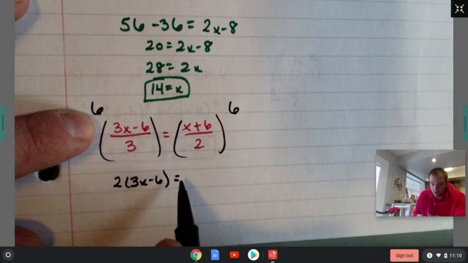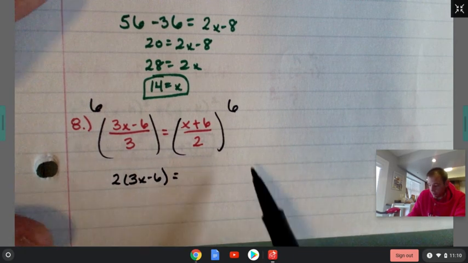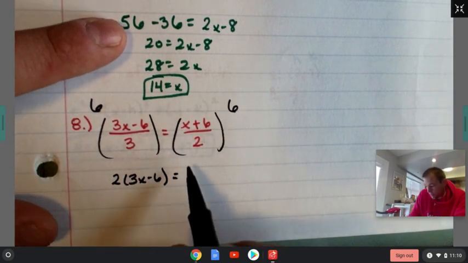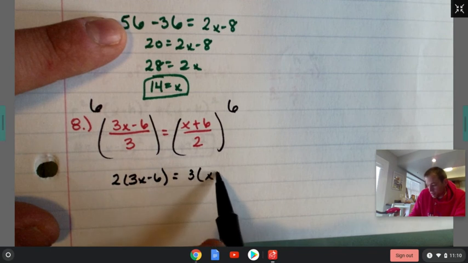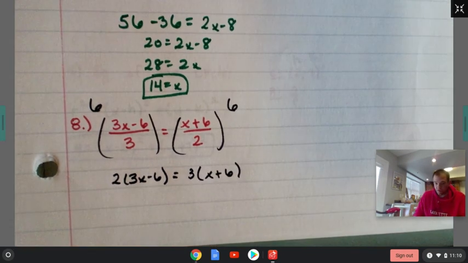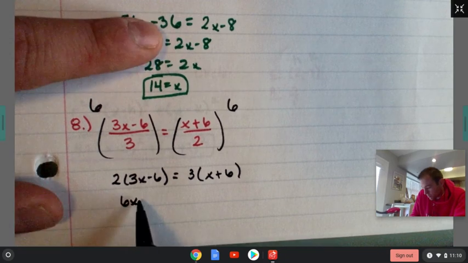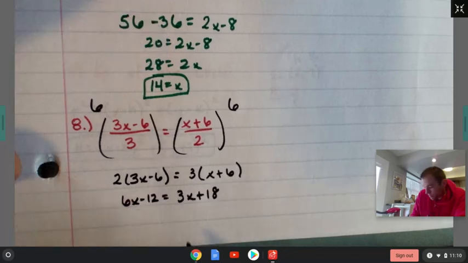Equals, same thing over here. 6 divided by 2 is 3, and then times x plus 6. And then we solve this like you've solved everything. We distribute: 6x minus 12 equals 3x plus 18. Now get all the x's on one side, all the numbers on one side. Doesn't matter which side you do. So I'm going to subtract 3x.